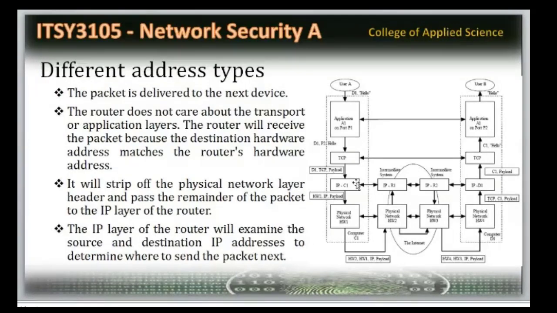So every layer is adding its header. Now your data will be converted into zeros and ones. Then it goes to the intermediate computers. In the intermediate computers, it will go up to layer 3, then it will be forwarded to the next, and then automatically it will reach the destination.